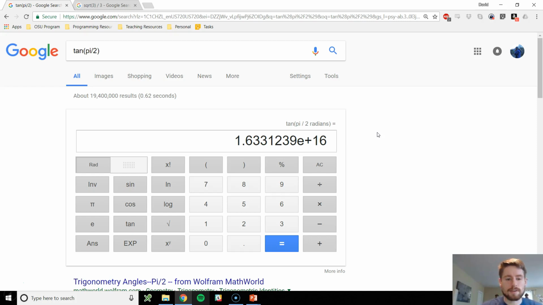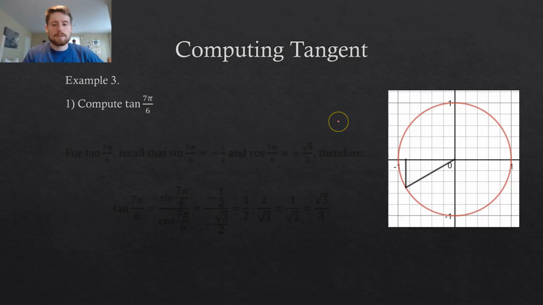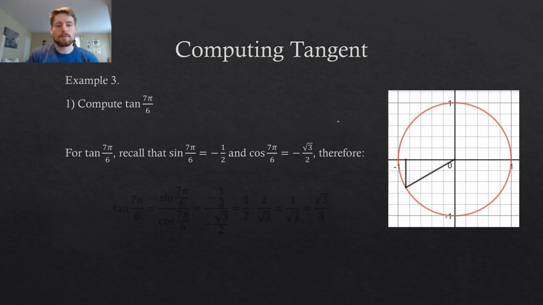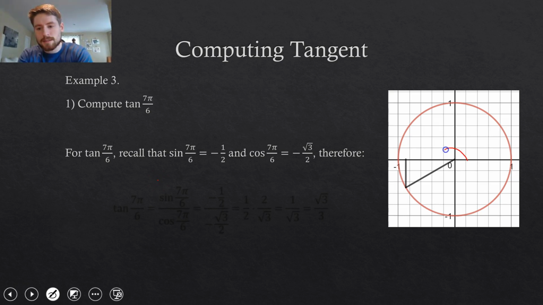There is no answer for that. Okay, so let's carry on. All right, we'll compute tangent of 7 pi over 6. So for tangent of 7 pi over 6, we'll draw that angle, 7 pi over 6. And this is pi, so this would be another sixth. So this is 7 pi over 6.